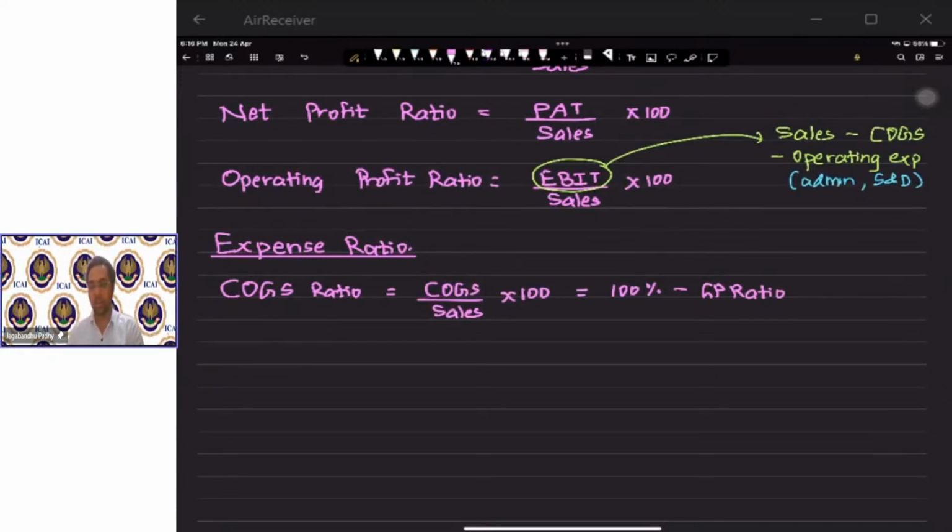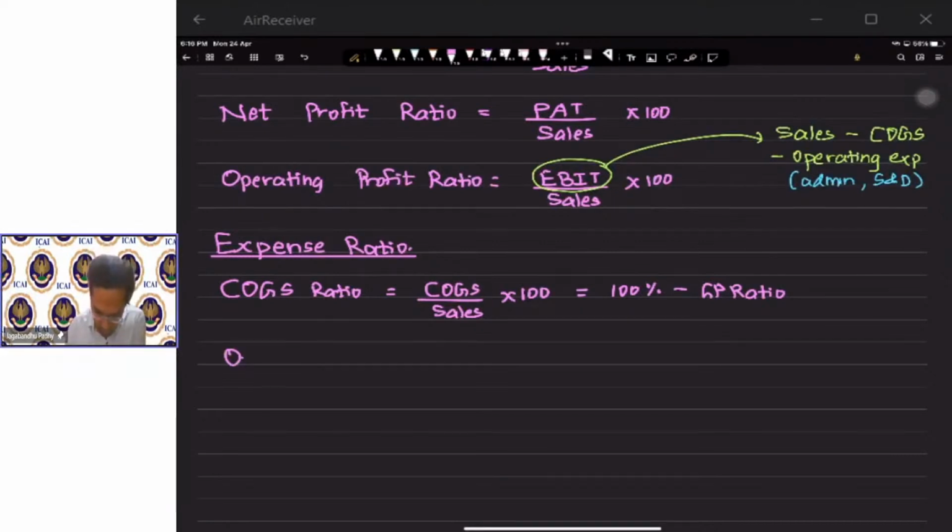EBIT means earnings before interest and taxes. So before subtracting your interest and taxes, whatever is left, that's your EBIT. So that is the COGS ratio.